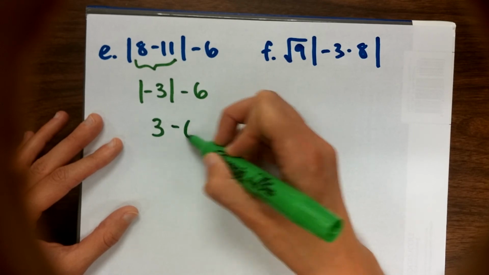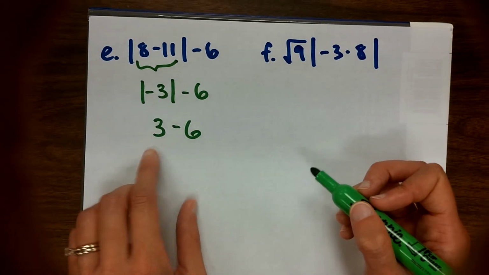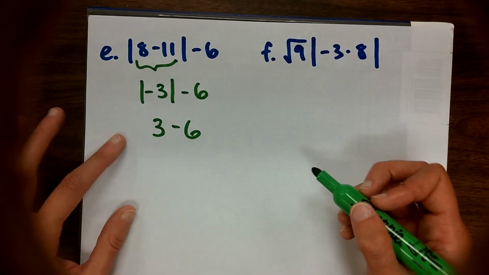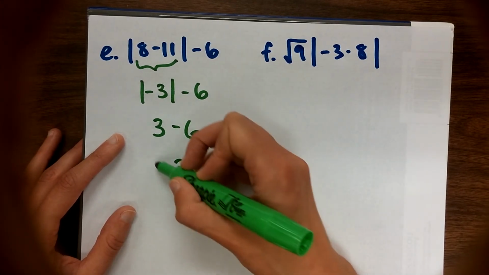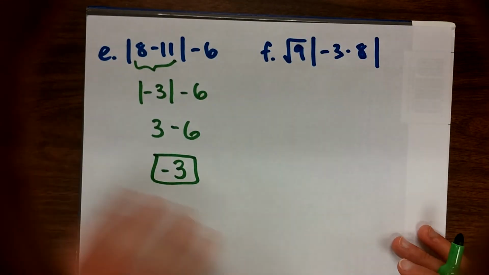And then we still have this minus 6. And finally, we're going to do our subtraction. 3 minus 6 is negative 3. So that's our final answer for that one.